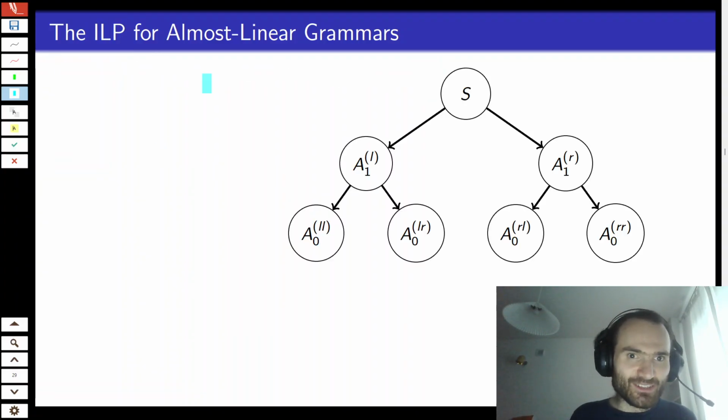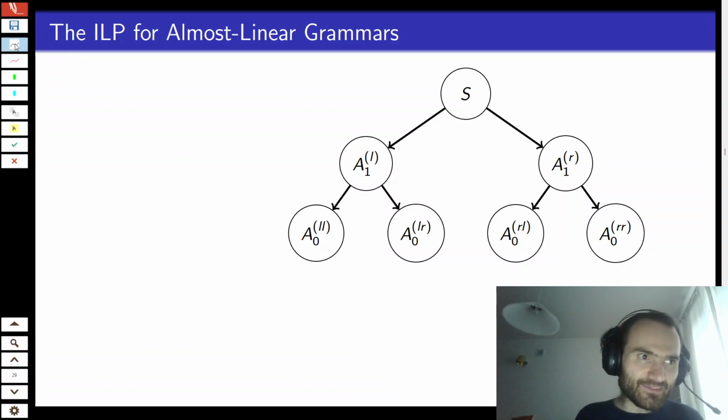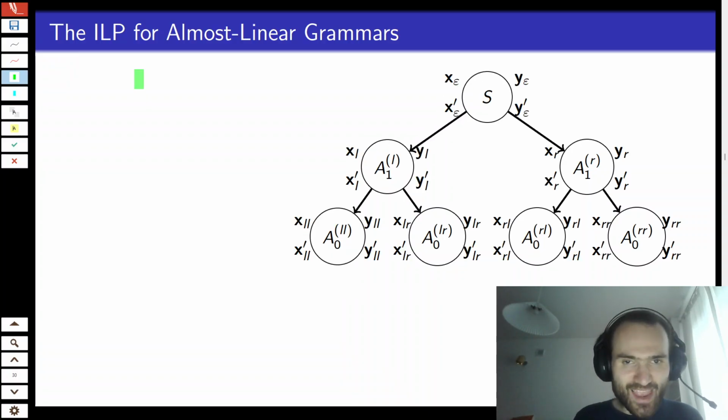So, let's look at this example tree. It's a tree we had a lot of already, and now it's going to serve to illustrate what the ILP is going to do. So first of all, an ILP needs variables. So what variables do we have? Well, the main variables are these.